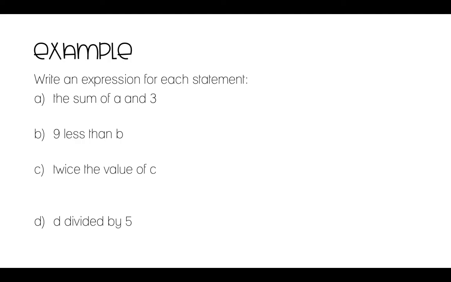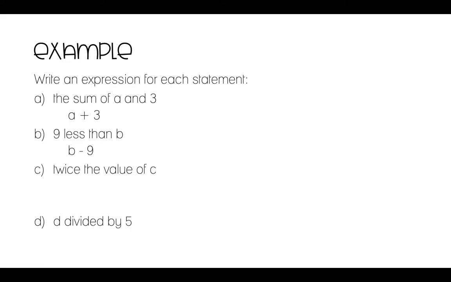Now we're going to write an expression for each of the statements. So the sum of a and 3. So the word sum means to add them together. How much do we get when we add them together? Now, because we don't know what a equals, we can't answer it and tell us what the sum of a and 3 are. All we can do is write an expression. So what we would write is a plus 3. Then we can go 9 less than b. Again, we don't know what b is, we can't solve the problem, so we write it as b minus 9.